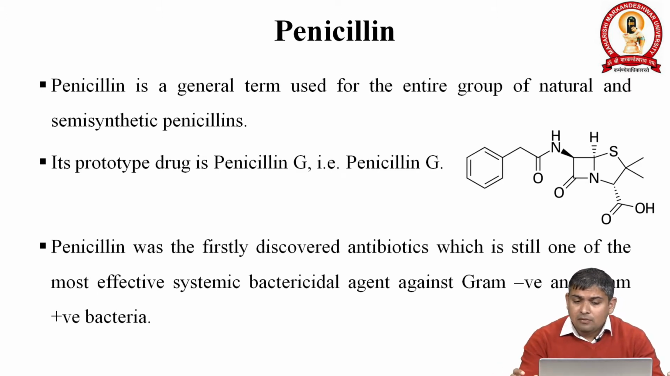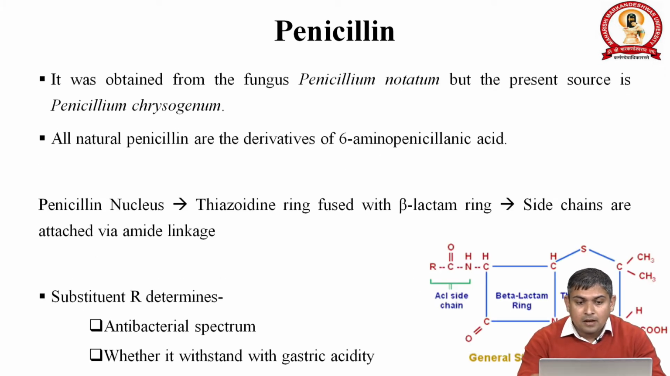It was one of the first discovered antibiotics, accidentally discovered by the well-known scientist Alexander Fleming. And it is one of the most utilized antibiotics to date. It was initially obtained from the fungus known as Penicillium notatum, but the present source is Penicillium chrysogenum. So we can say that this is the discovery of penicillin.